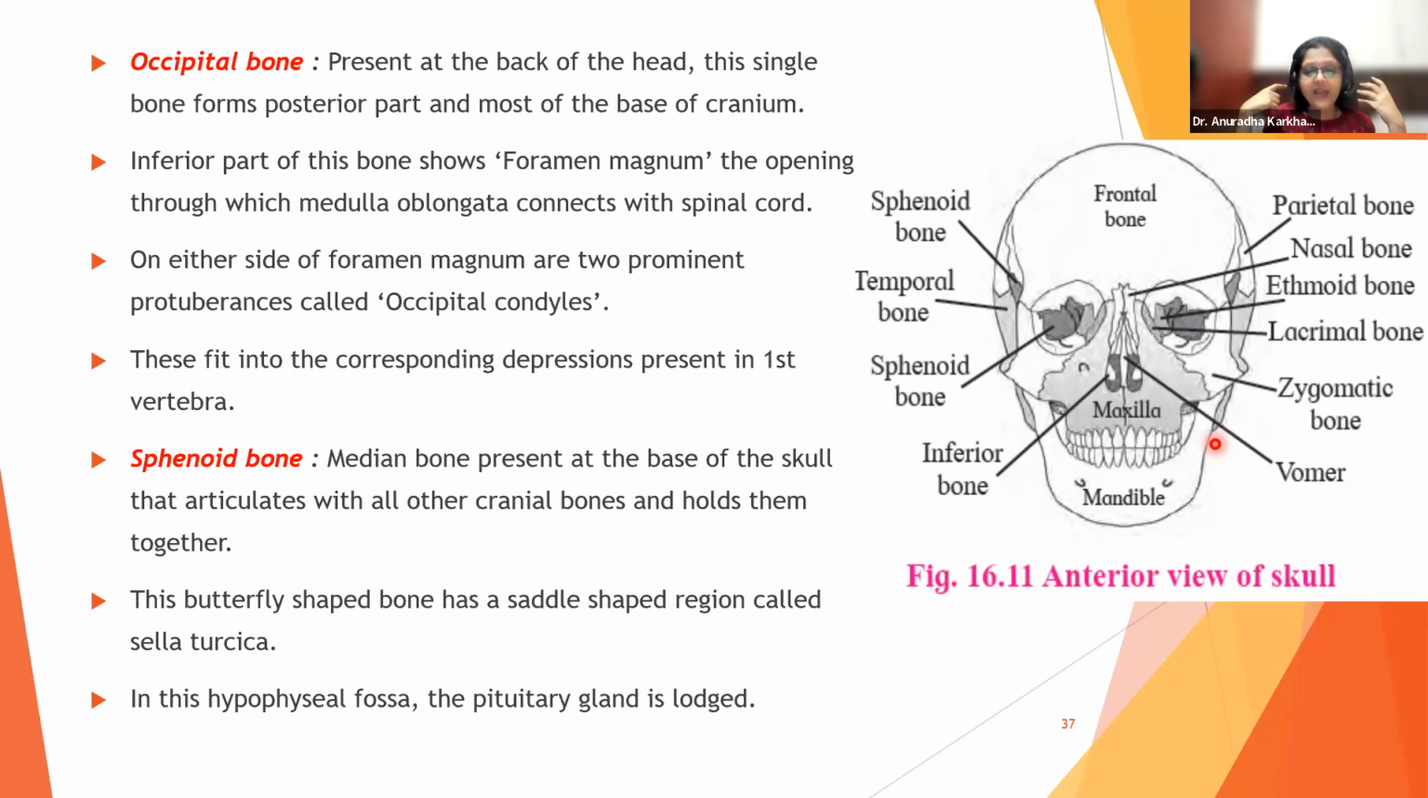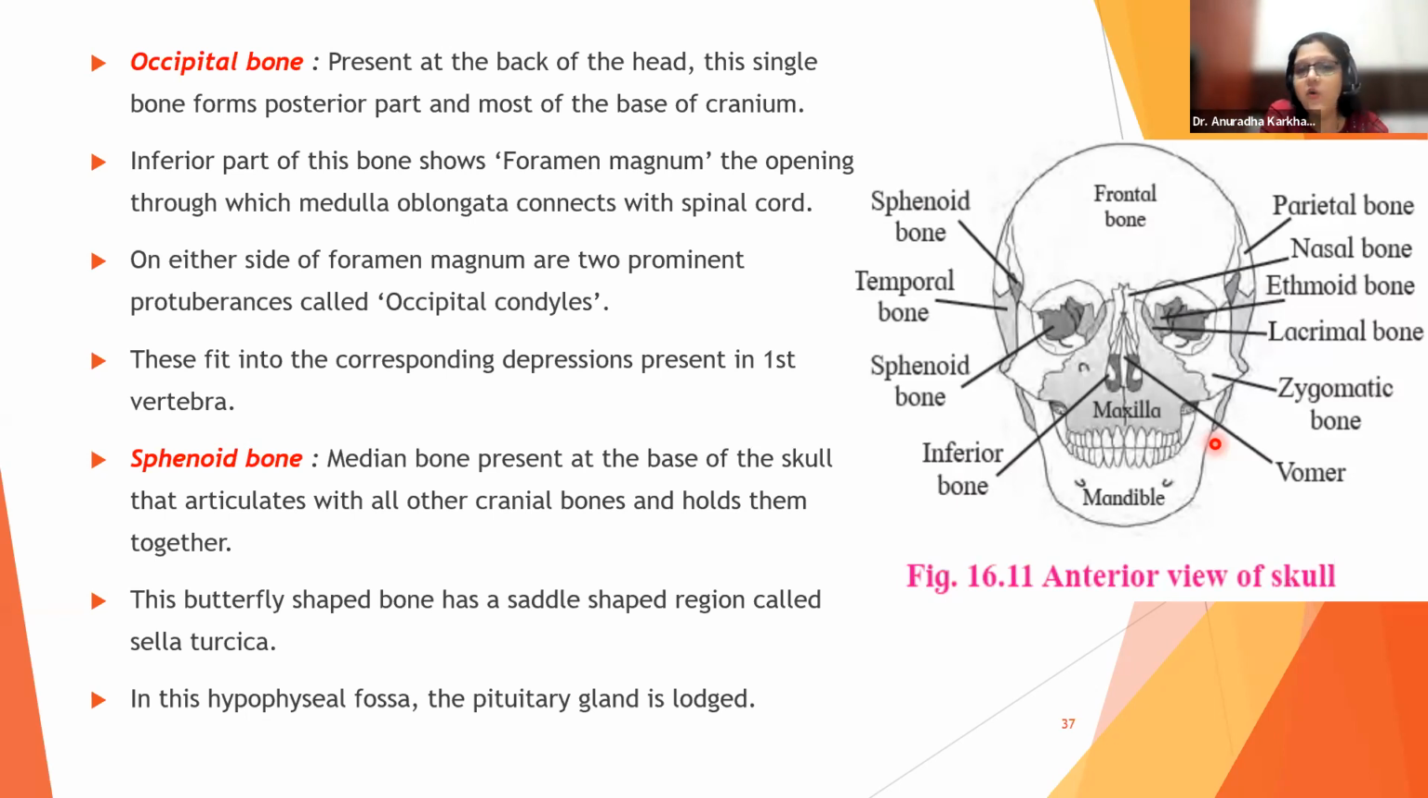इसीलिए अपना जो नेक है ना वो इन प्लेस रहता है. It doesn't come out, it doesn't shift out. So that is because of this fitting, perfect articulation, perfect fitting है वहाँ पर. Okay, these fit into the corresponding depressions present in the first vertebra.